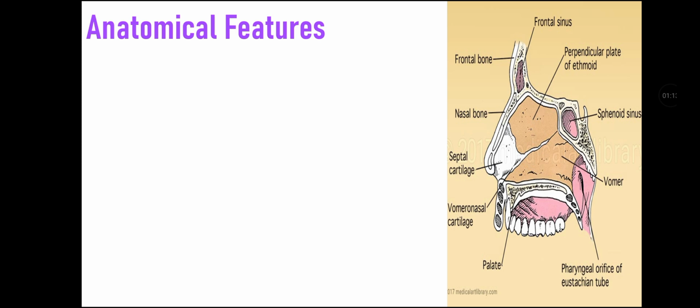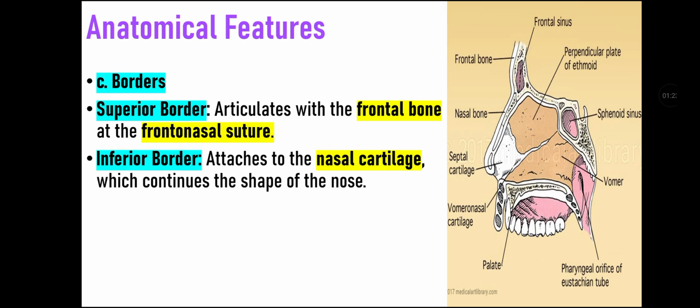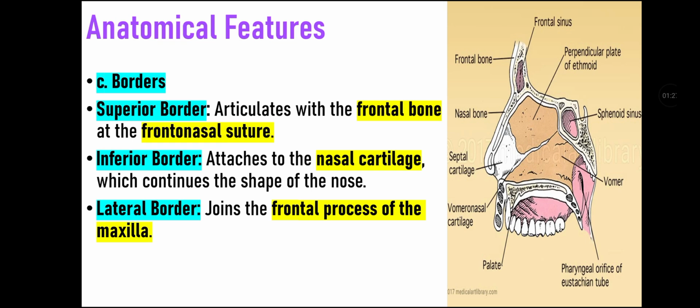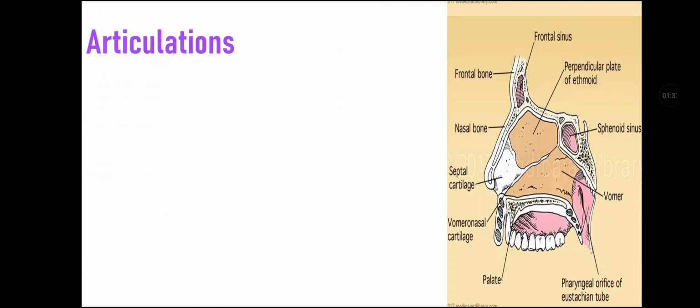Further talking about anatomical features, it has borders that include the superior border that articulates with the frontal bone at the frontonasal suture, as you can see here in the diagram. Second is the inferior border that attaches to nasal cartilage which continues the shape of the nose. Third is the lateral border of the nasal bone that joins the frontal process of the maxilla, and the medial border that articulates with the opposite nasal bone forming the nasal bridge.